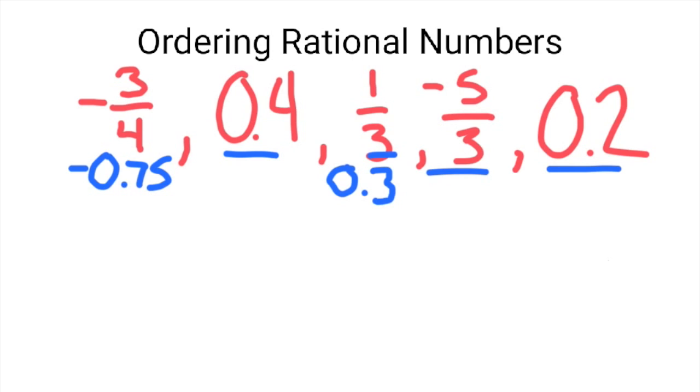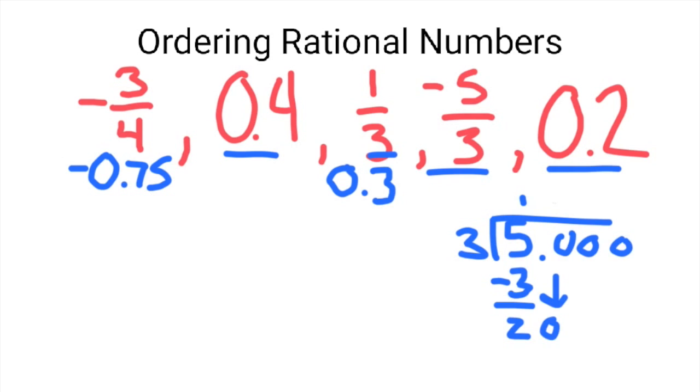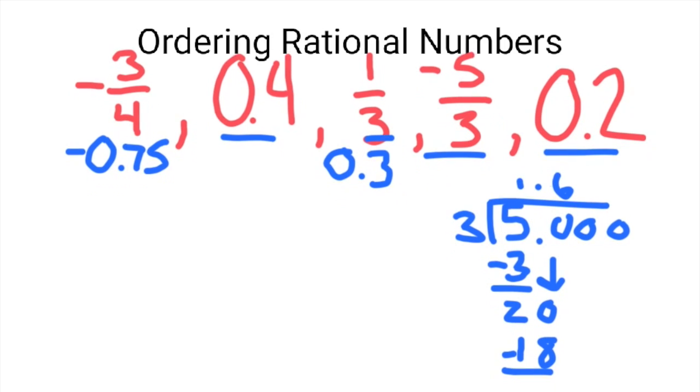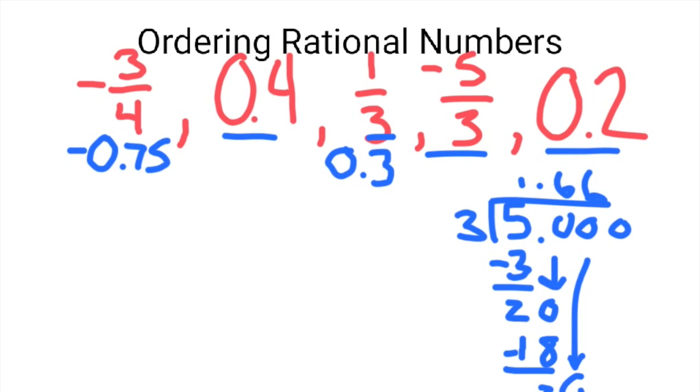All right, now we got negative 5/3, which is going to be a mixed number, but you don't have to change it to a mixed number right away. When we do the division, it'll change it into the correct decimal. We're going to have 5 divided by 3. That negative 5/3 is going to be negative 1.6 repeating.